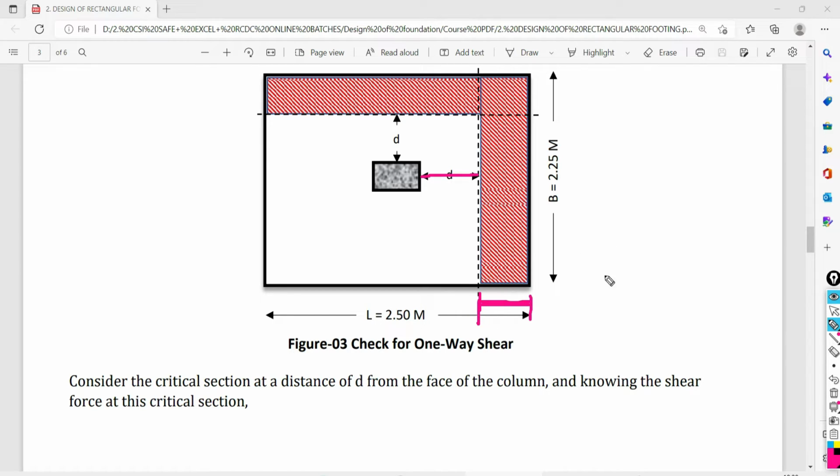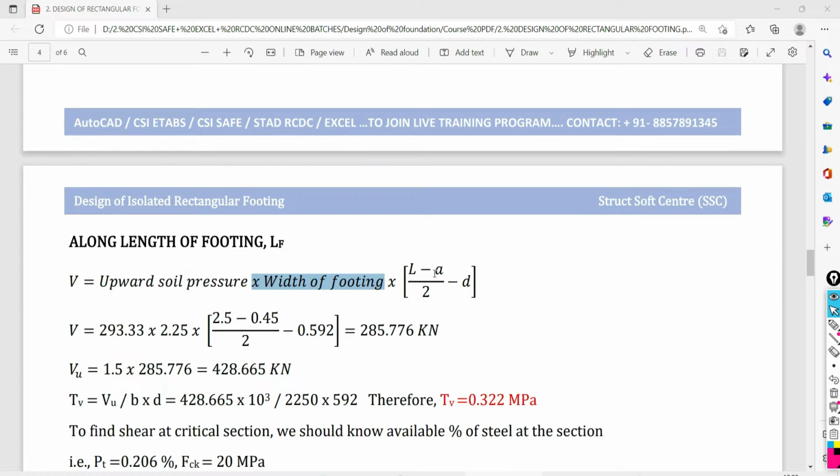It's very simple. Total length of your footing minus the side of your column, which I am going to call A, divided by 2. That will become this projected part only. Then if you subtract this effective depth d, you will get this much span. So that I am going to do here: L minus A, side of your column along the considered direction, divided by 2, minus the effective depth.